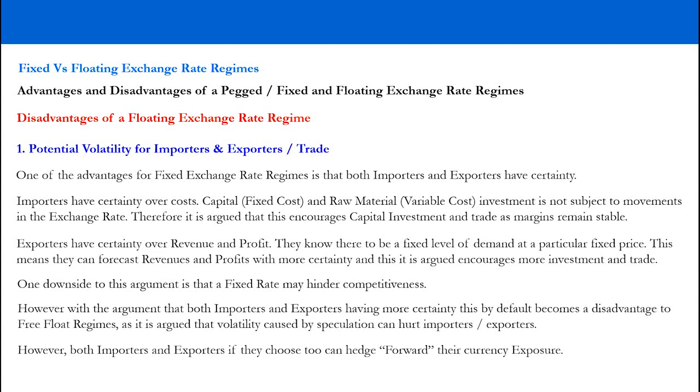As an exporter, because you have certainty over revenue and profit, and you can sell a fixed level of goods at a particular fixed price, because the exchange rate is very stable, you can forecast your revenues and profits. Therefore, you can scale the business to any level you want. You just need the investment to go bigger. And what this can actually create is monopolistic situations. So it can hinder competitiveness. So just bear that one in mind.